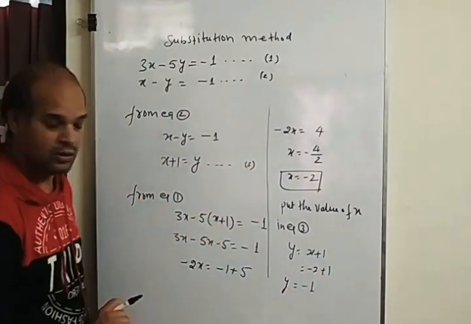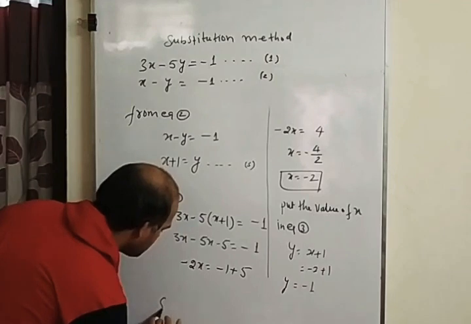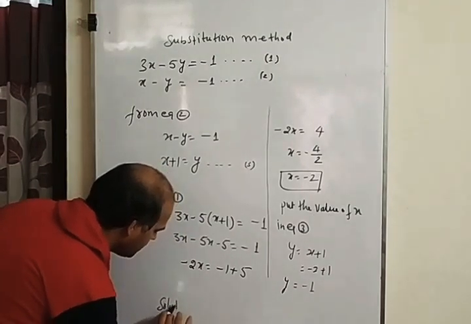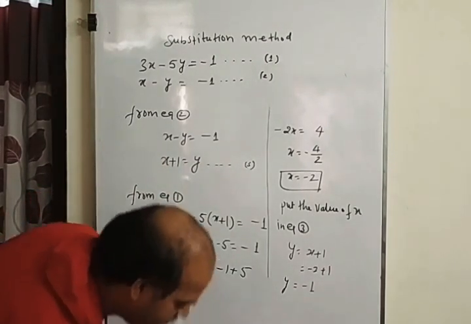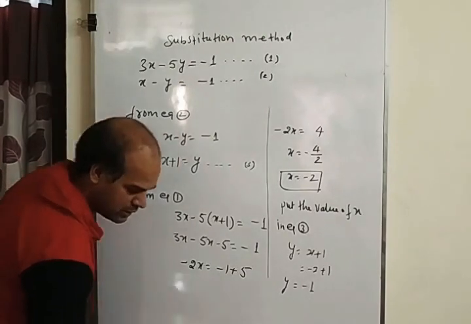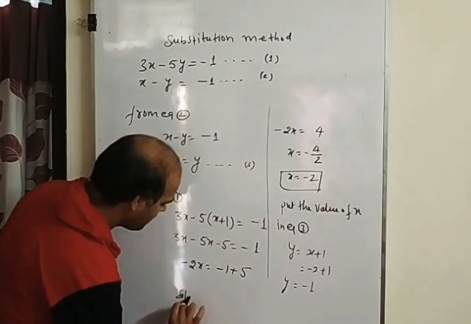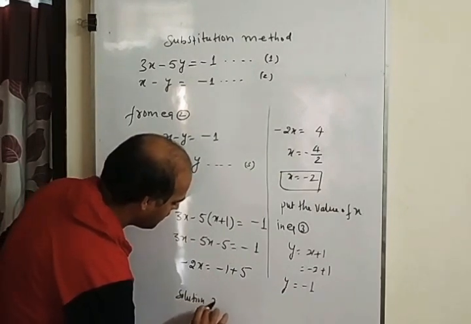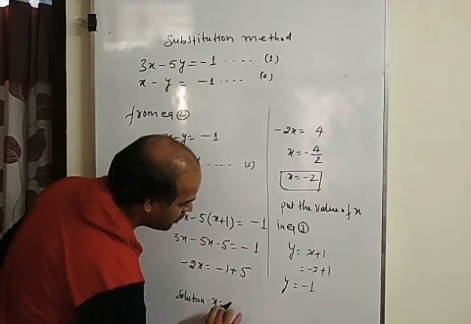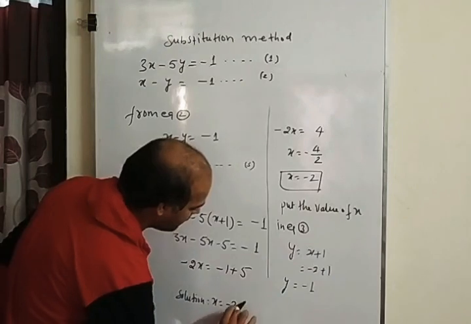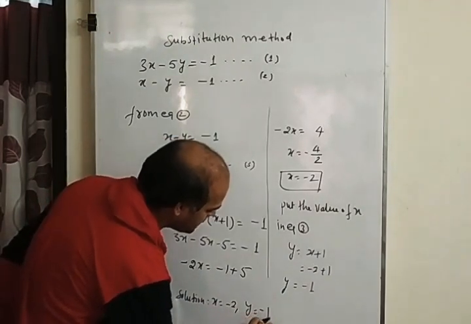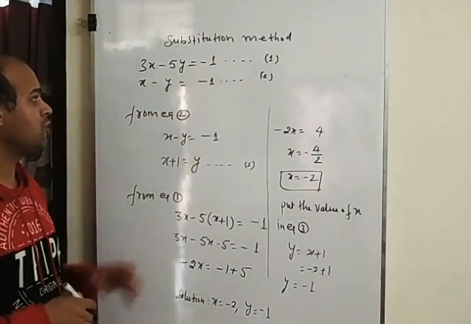So the solution of this, we'll write in this manner. I hope you are able to see things. I am declaring the answer. Solution: x equals minus 2 and y equals minus 1. So this is the solution of this equation.